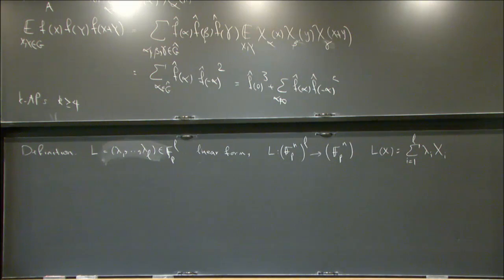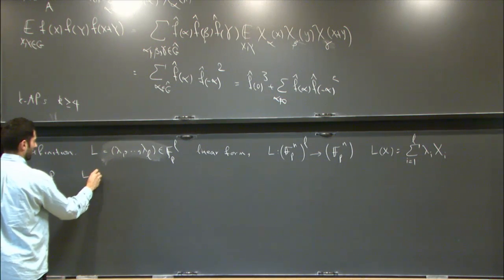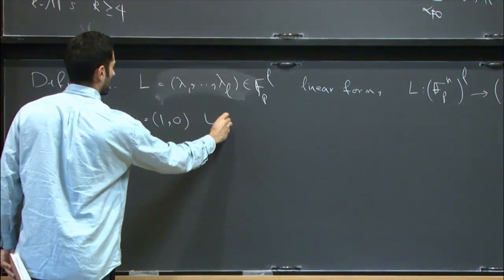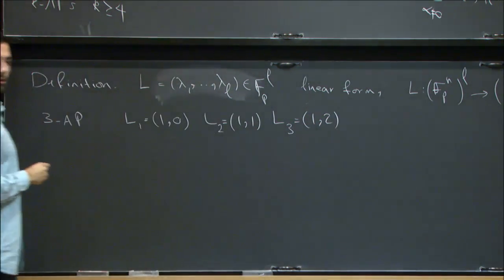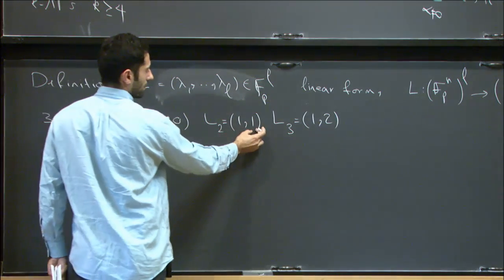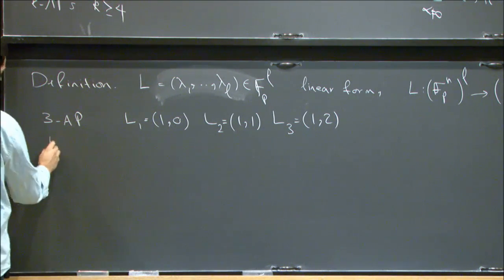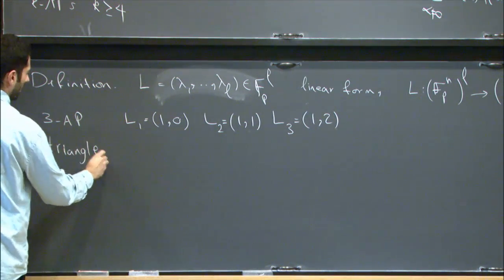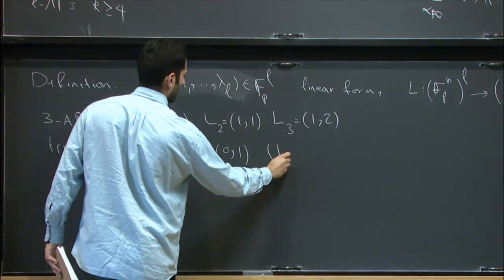So again, let's just look at the example. Under this definition, a 3AP is simply a collection of 3 linear forms: L1 being (1, 0), L2 being (1, 1), and L3 is (1, 2). So this is just the first vector, the sum of the first 2 vectors, and the first vector plus twice the second vector. And the triangle can be represented as just (1, 0), (0, 1), and (1, 1).